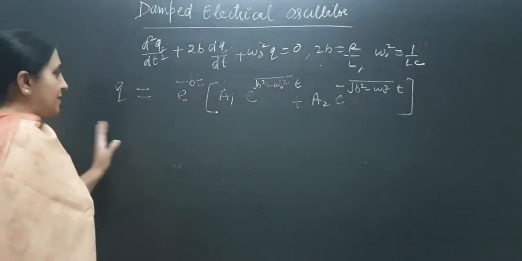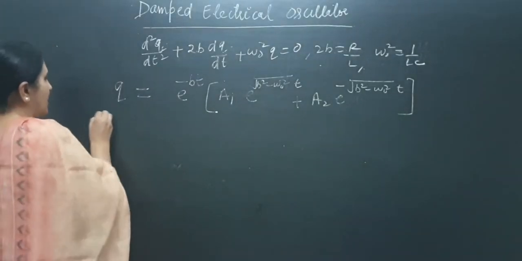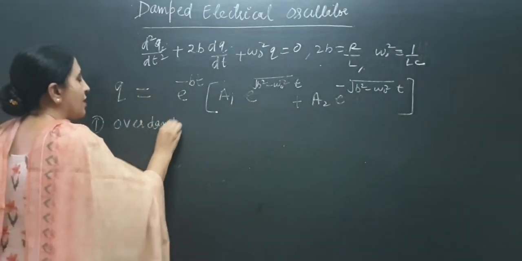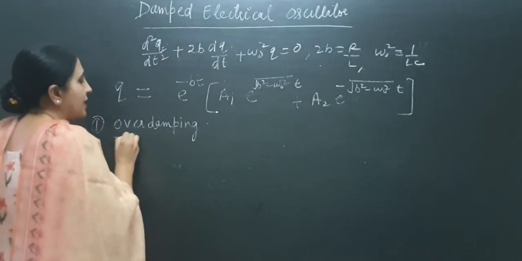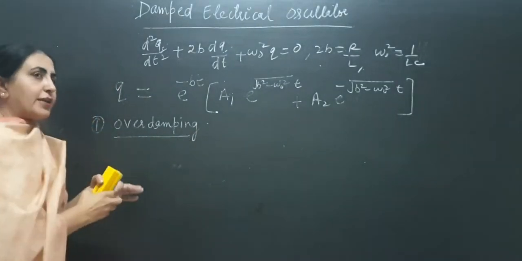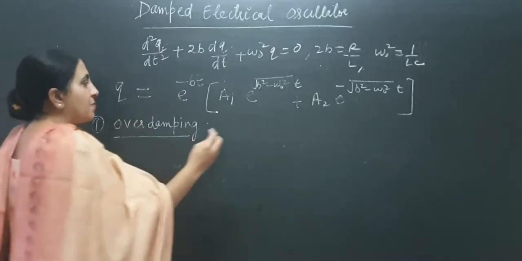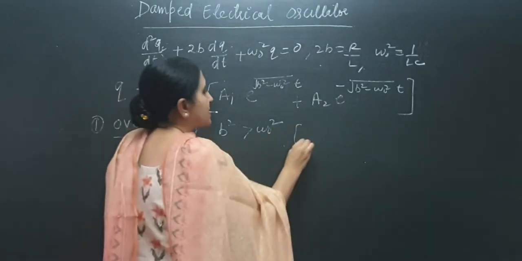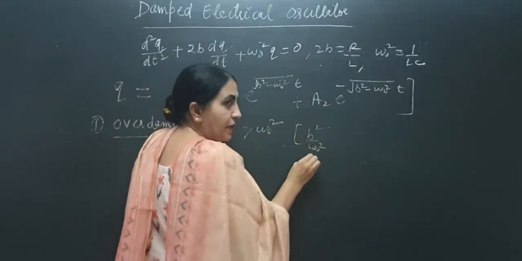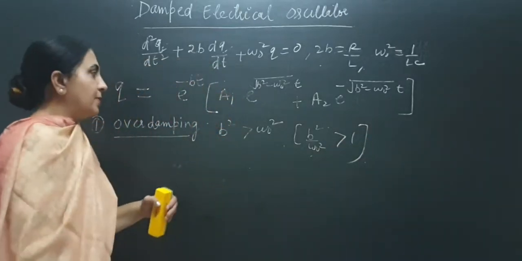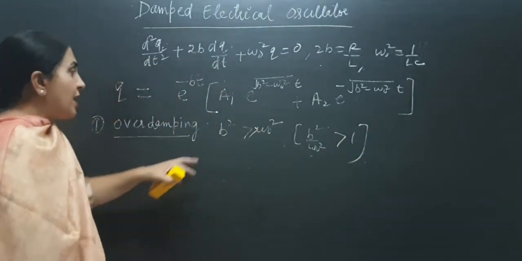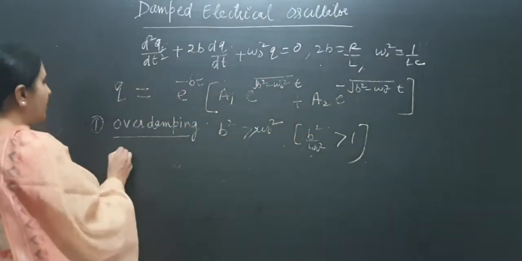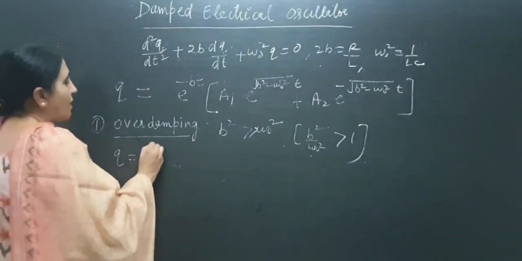Now the same three cases arise. I have summarized them in an easy way. First is over damping. In the case of over damping, you know that b square is more than omega naught square, or the damping factor b square over omega naught square is greater than 1. If this is greater than 1, then this equation is as it is, and we take the solution of this equation as e raised to power minus bt.